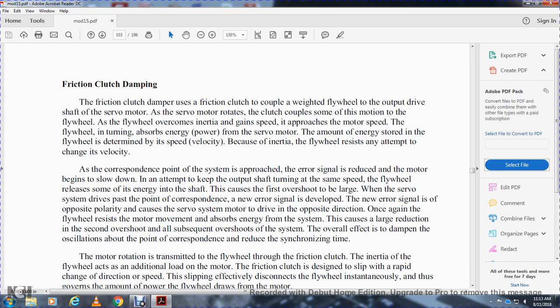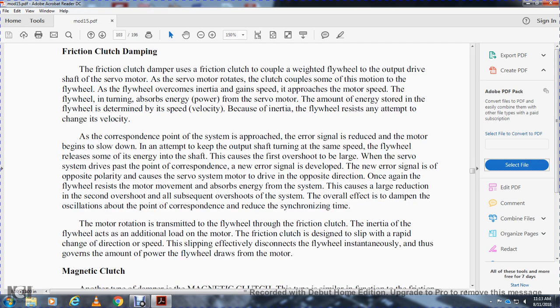The servo system drives past the set point until a corresponding new error signal is developed. The new error signal is of opposite polarity and drives the servo motor in the opposite direction. Once again, the flywheel resists the motor movement and absorbs energy from the system, resulting in a large reduction of the second overshoot and each subsequent overshoot. The overall effect is damping of the oscillation around the set point and a corresponding reduction of the synchronizing time.